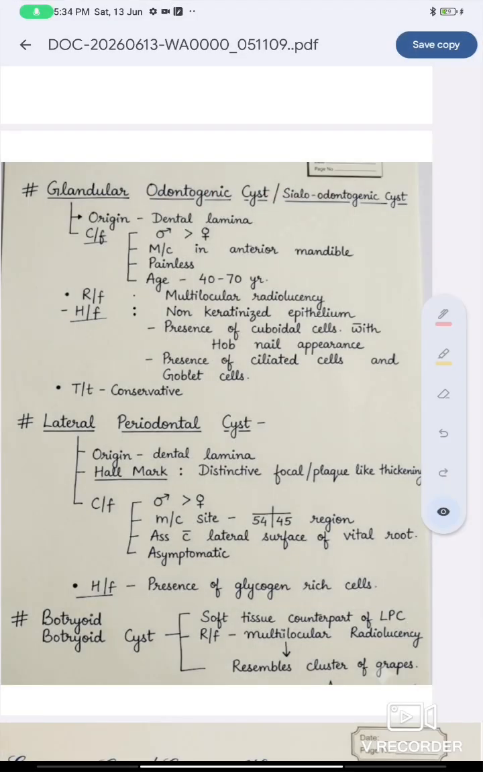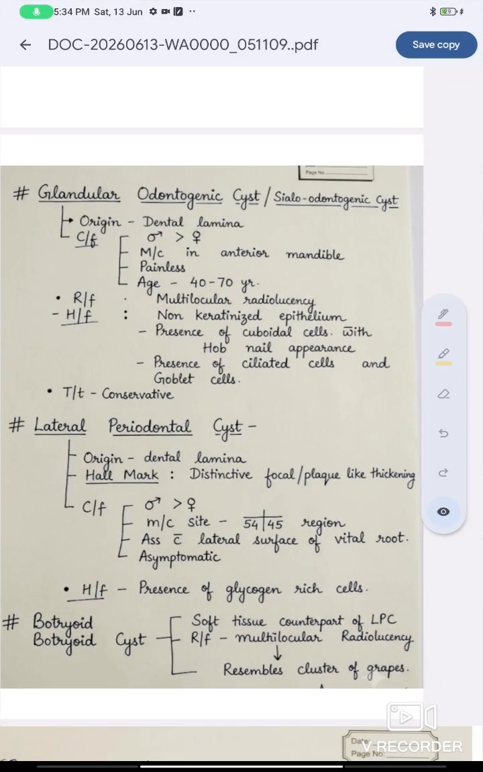Coming to the glandular odontogenic cyst, it is also known as sialo-odontogenic cyst. It is very similar to the lining of the maxillary sinus and also derives its components from the salivary gland. So it is known as sialo-odontogenic cyst. Sialo means it is related to salivary gland. Also glandular, again related to gland. Origin is from dental lamina.